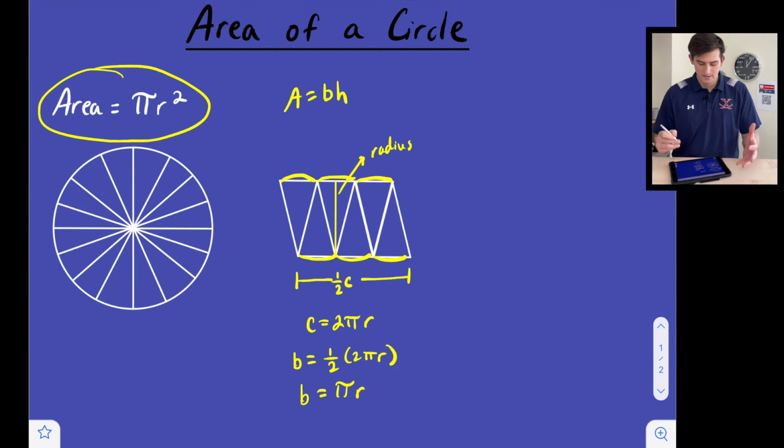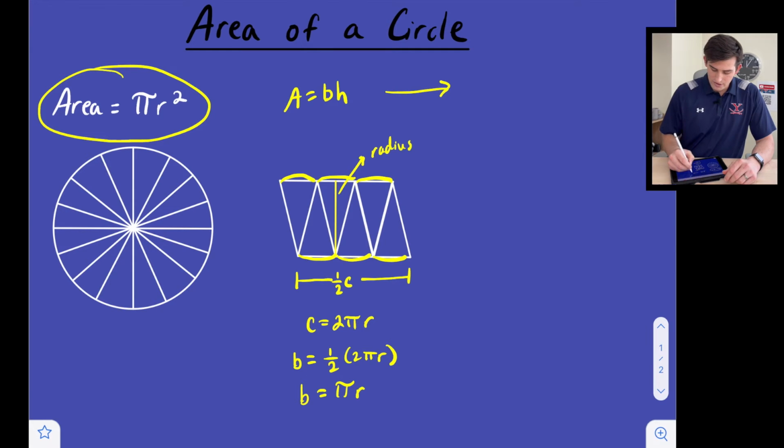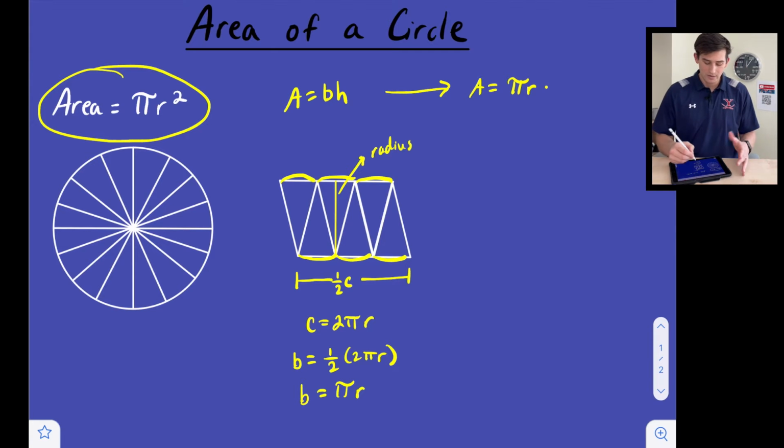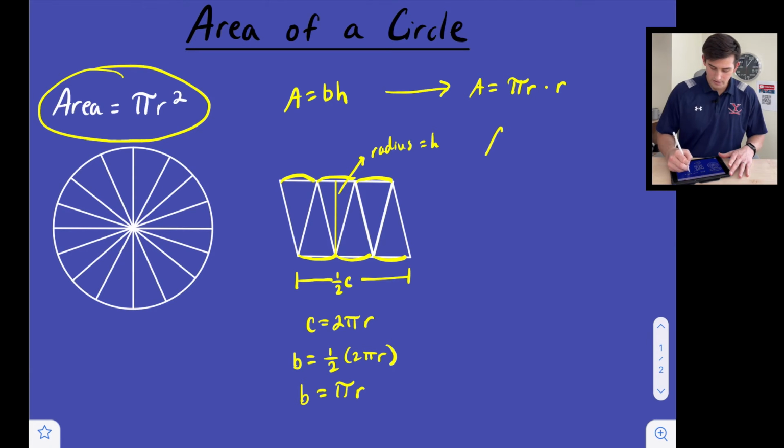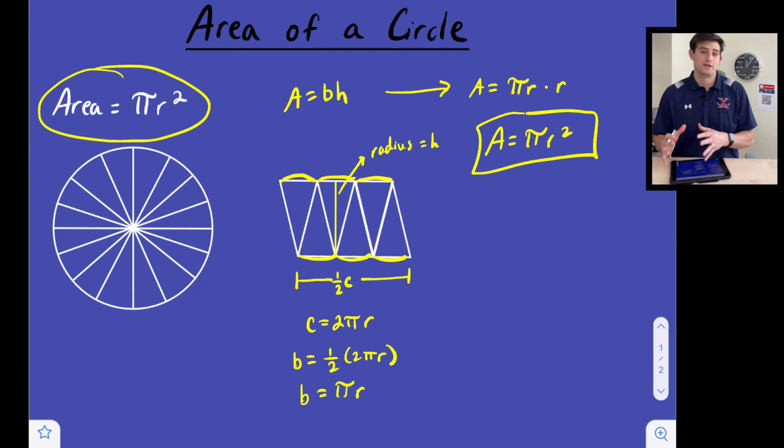So that's our base. Now we're going to take our equation here and say area is equal to pi r times, and what did we say the height was? Well, it is just the radius. So pi r times r. And that is where our area formula for the circle comes from. So area is equal to pi r squared, okay?